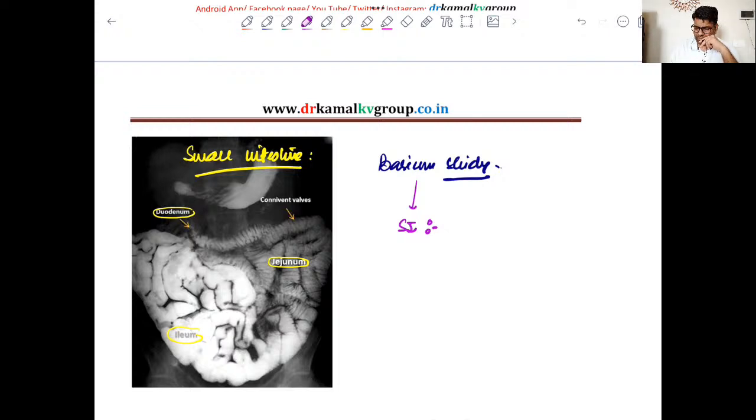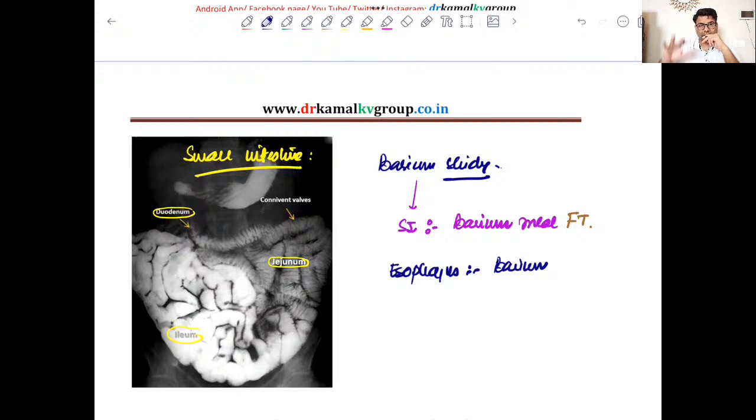Any idea what this is known as? This is known as barium meal follow through. Okay, so this is barium meal follow through. Similarly, if you are studying esophagus anatomy, that is known as barium... Very good, Ishan. This is follow through, yes.